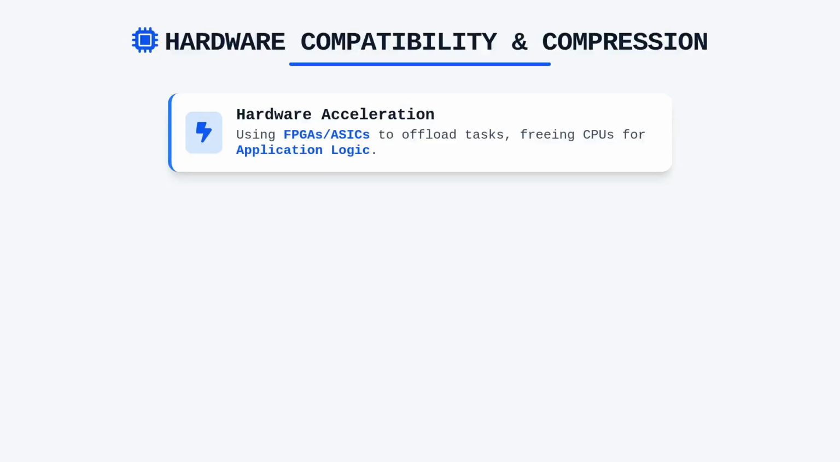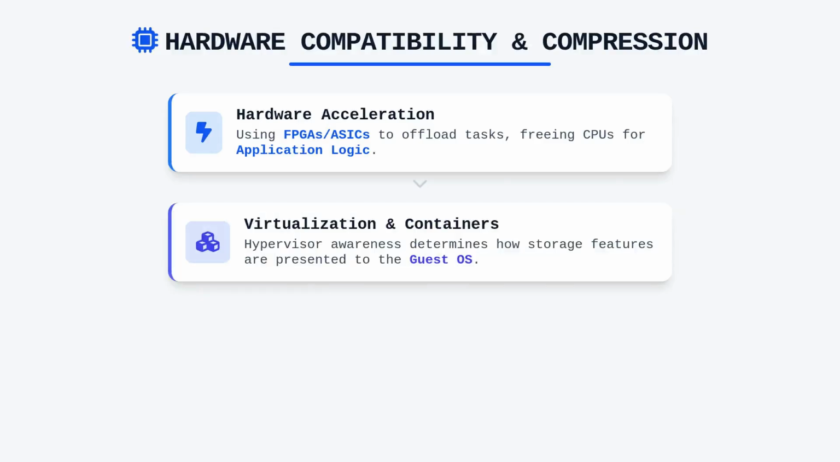Hardware compatibility remains a fundamental constraint that dictates how effectively these compression algorithms operate at scale. Intelligent storage arrays use fixed-function hardware, such as FPGAs or ASICs, to offload compression tasks, freeing up system CPUs for higher-layer application logic. If you are operating within a virtualized or containerized ecosystem, the hypervisor's awareness of these storage-level features can impact how data is presented to the guest OS.